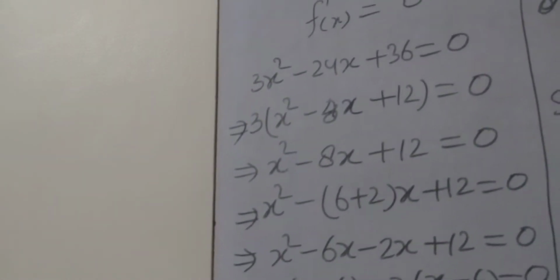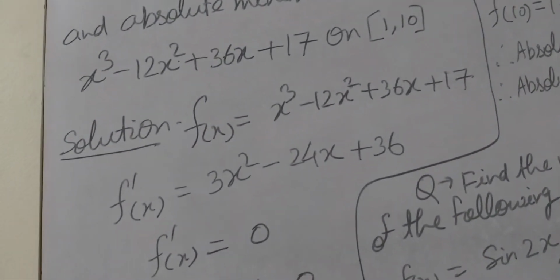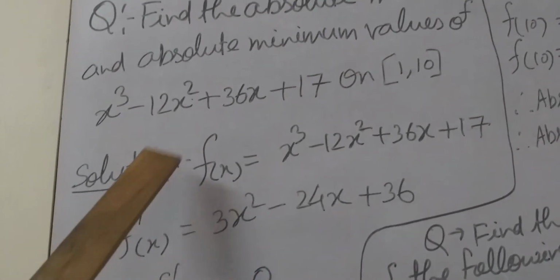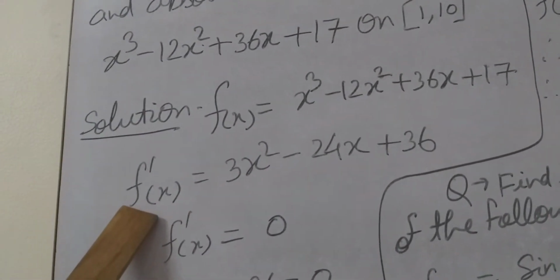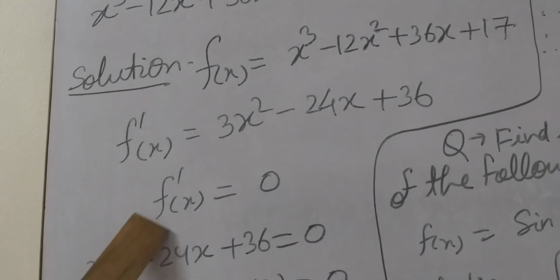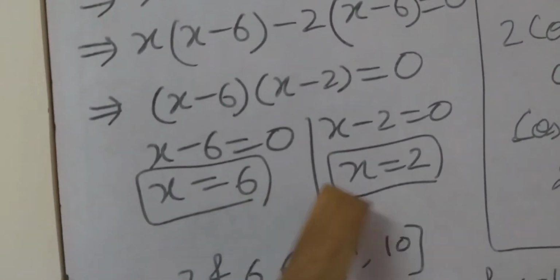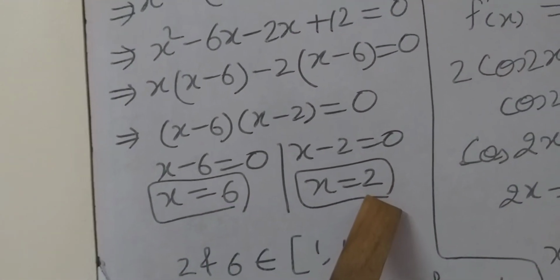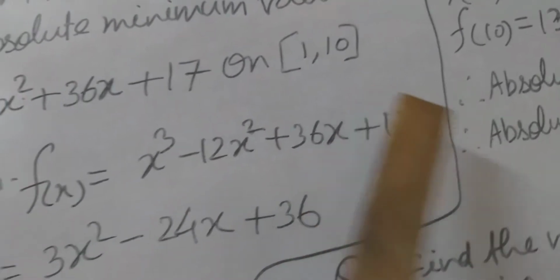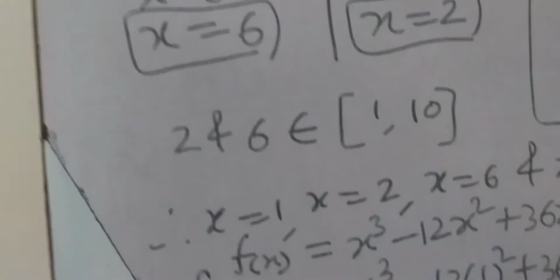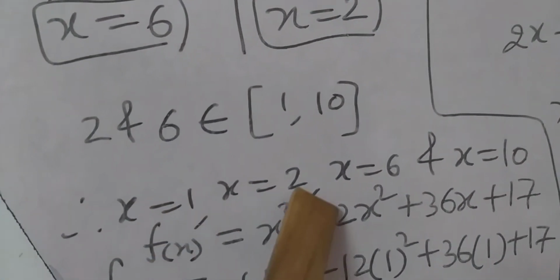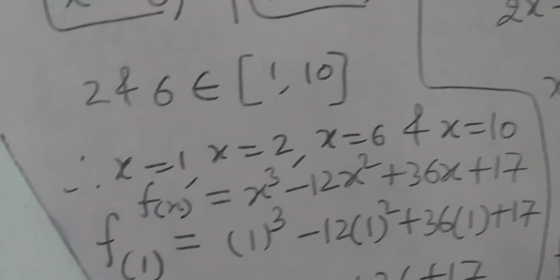So students, this is the method of finding absolute maximum and absolute minimum value. Remember students, when the function is given, first of all we have to find its derivative. Put the first order derivative equal to 0, get the factors, then check whether these factors belong to the given interval or not. If they belong to it, we will take all the points, and these points we have to put in the function to get the values.